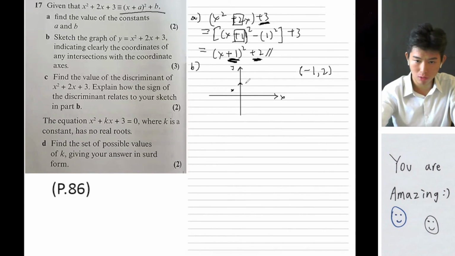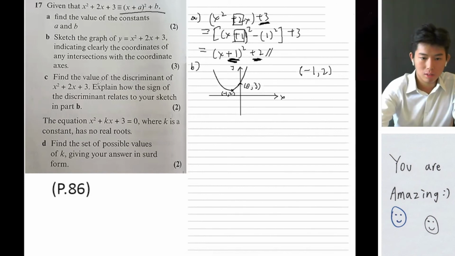So around here. And this would be 0, 3, and minus 1, 2. The graph would look something like this. Yeah, it would look something like this. Okay, let's move on to part C.